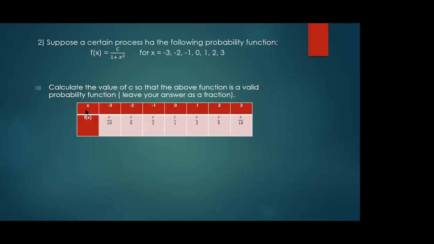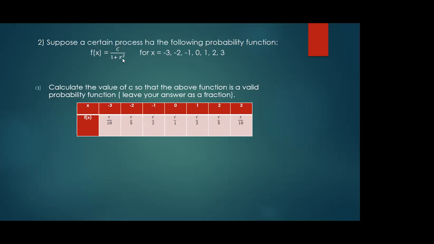So what I did was I substituted the values of x into a probability distribution table, from -3 to 3. And then for each value of x, I substituted the f of x value. So -3 squared is going to be 9. 1 plus 9 is 10. So that's where I get c divided by 10. Then -2 squared is going to be 4. 4 plus 1 is 5, which is c divided by 5. -1 squared is just 1. 1 plus 1 is 2. So we get c divided by 2.